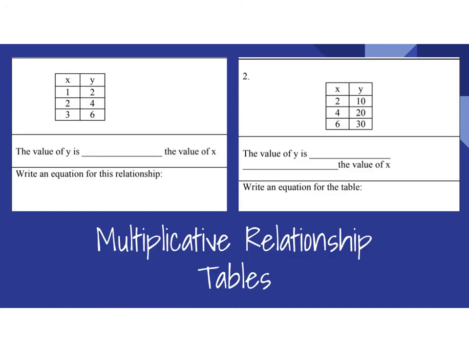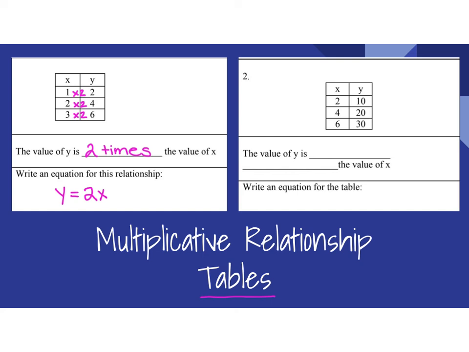Now we'll identify some multiplicative relationships from tables. In our table on the left, we see a pattern. If we multiply by 2 each time, we will get our y value. So in our description, we could say the value of y is 2 times the value of x. And our equation would be y equals 2x, or 2 times x.